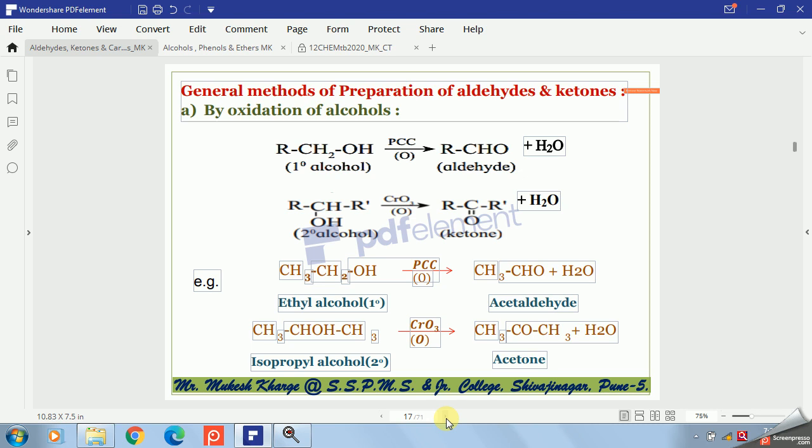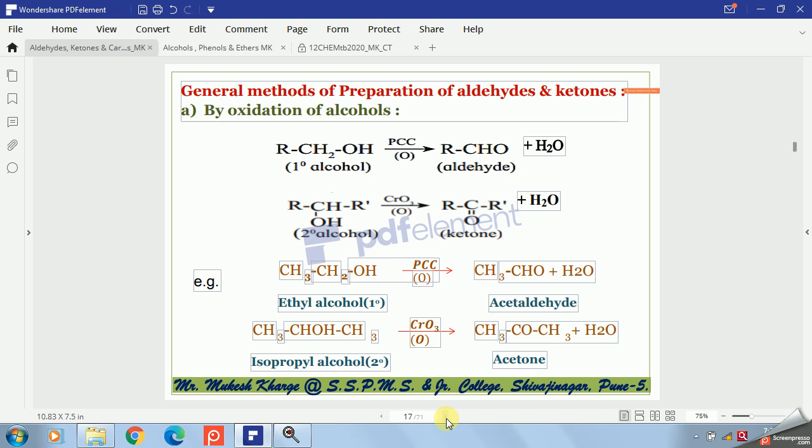So primary alcohol on oxidation with PCC, that is pyridinium chlorochromate, gives aldehyde by loss of water, while secondary alcohol reacts with chromic trioxide and gives ketone by loss of water. So for example, ethyl alcohol is a primary alcohol, reacts with PCC, it undergoes oxidation.